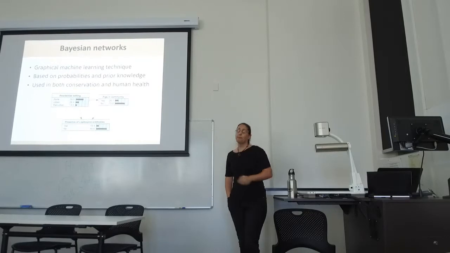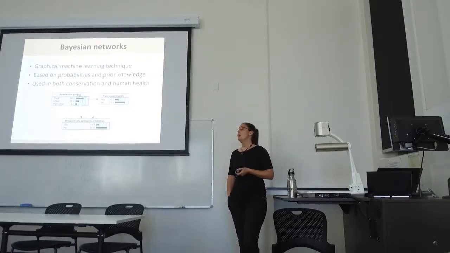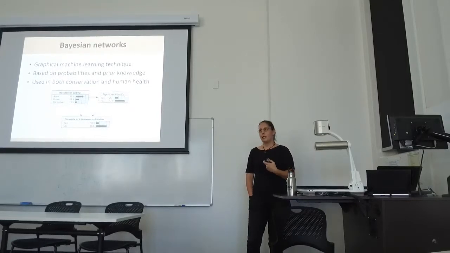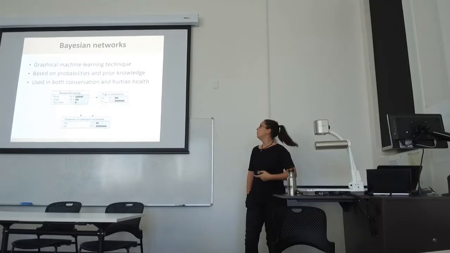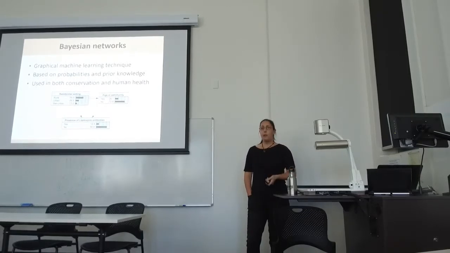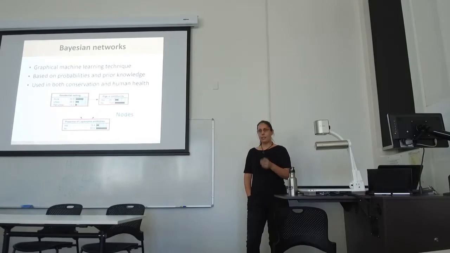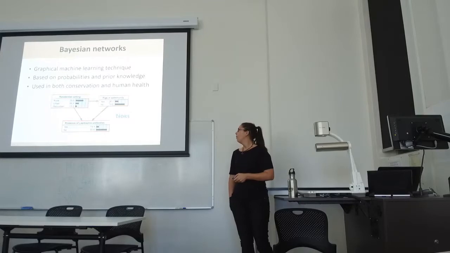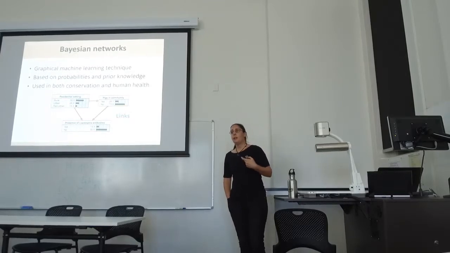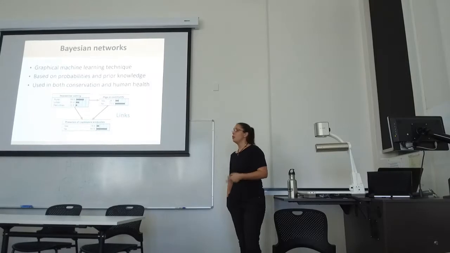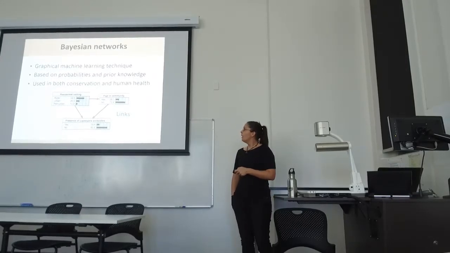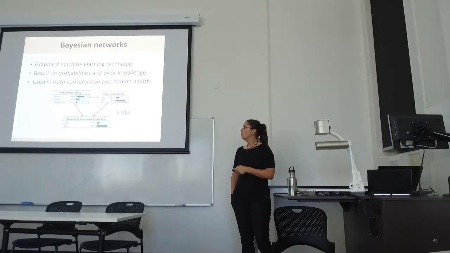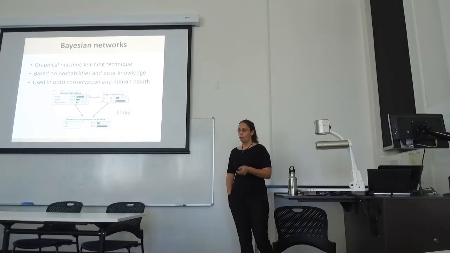So, super briefly, Bayesian networks are a graphical machine learning technique based on probabilities and prior knowledge, and that's what makes them so nice here, is that we're not dealing in certain values. They're used in both conservation and human health. Basically, we represent our variables as nodes, and we join them with links, which can represent causality or correlation. And we can run scenarios by just adjusting the probability values here.